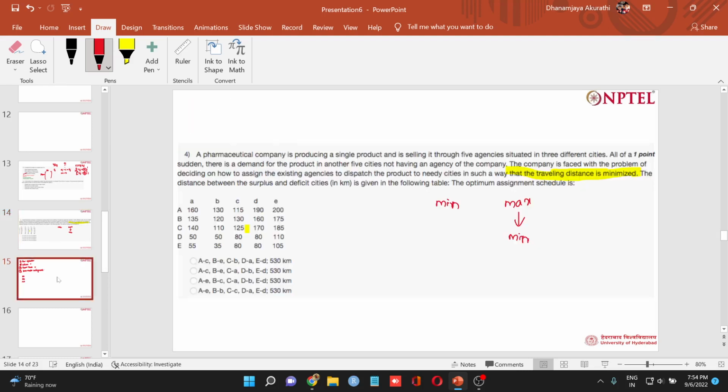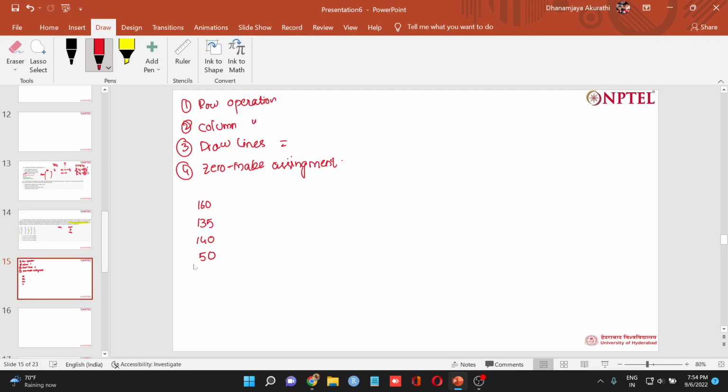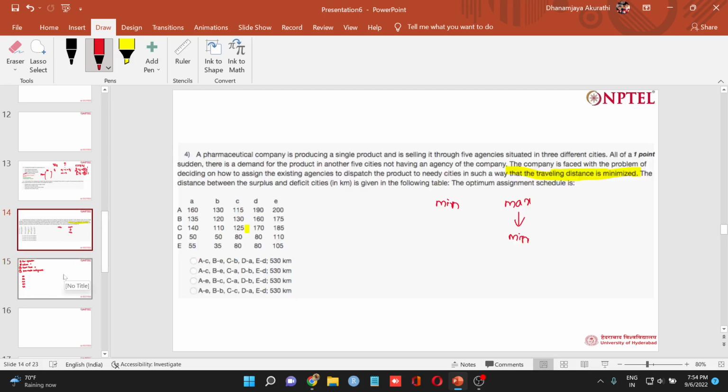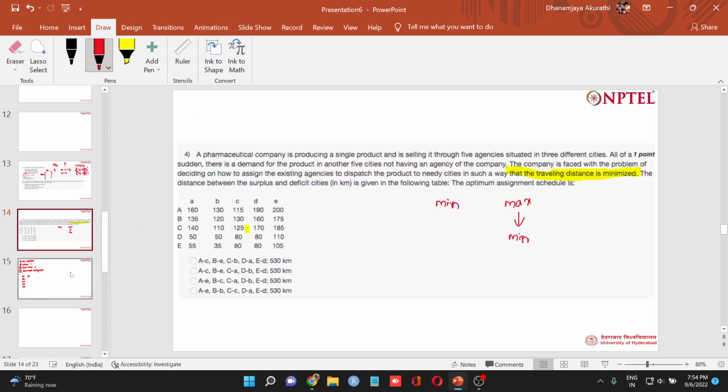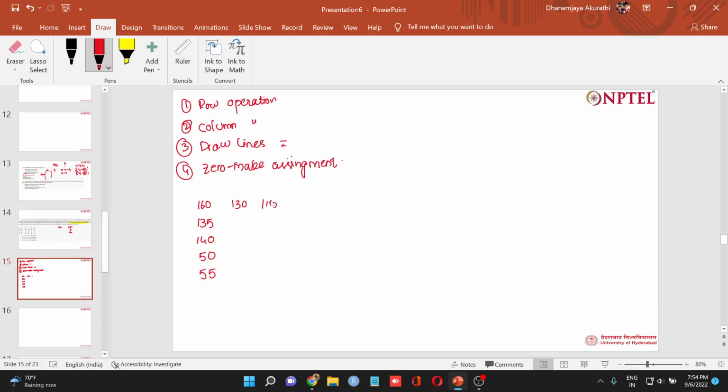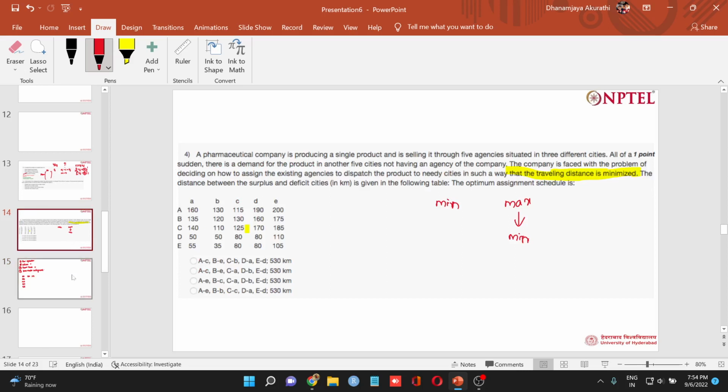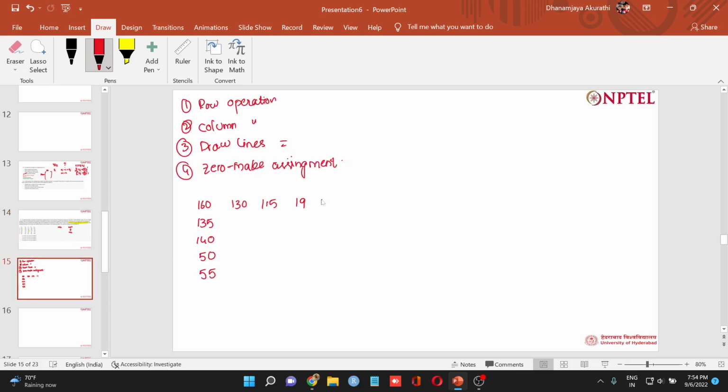Do you know what a row operation is? First step. Ma'am, subtract the least entry from every entry in each row. Yes, ma'am. And in the same way you need to do it for the columns also.